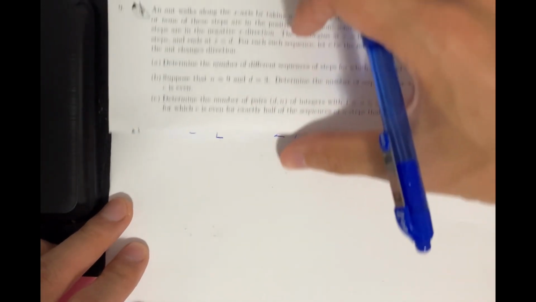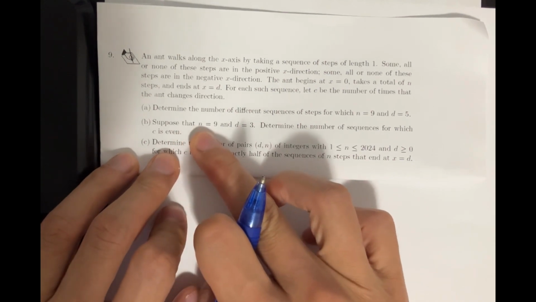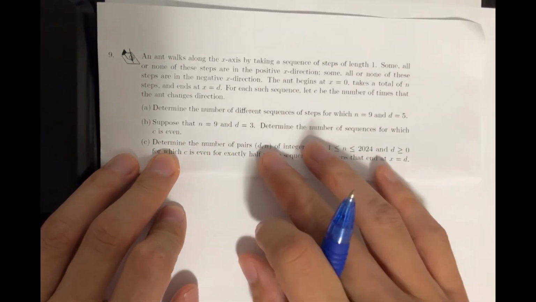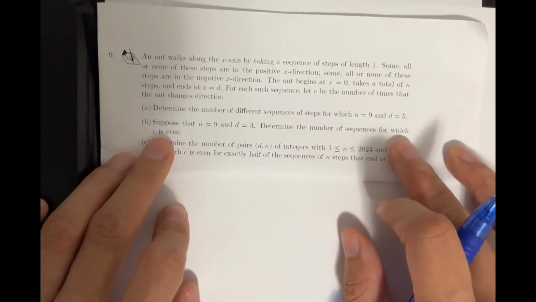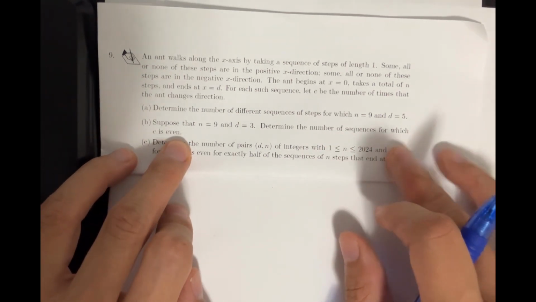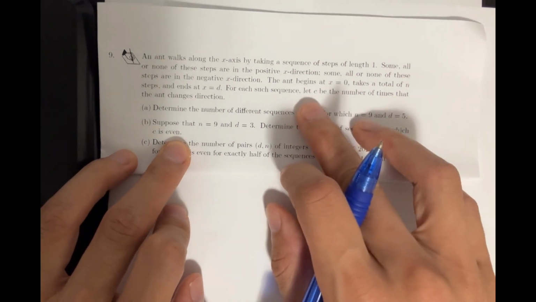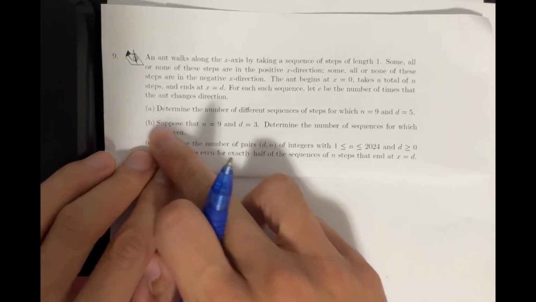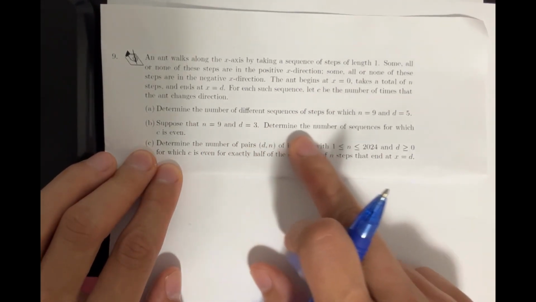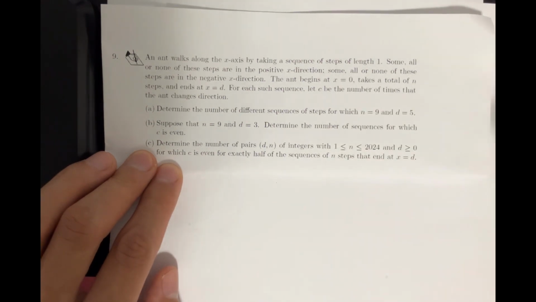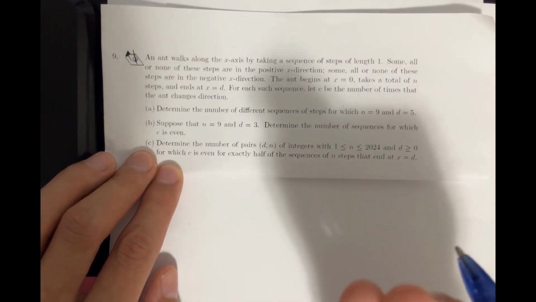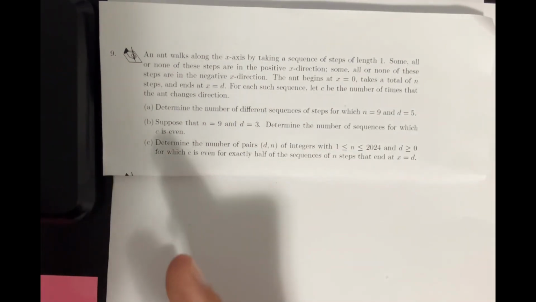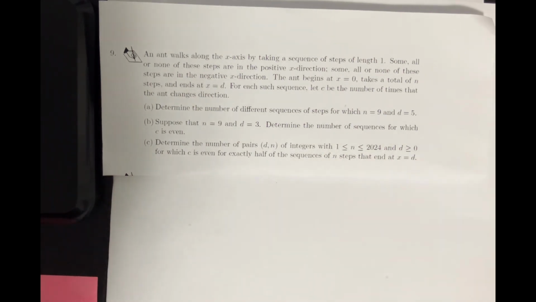And now let's move on to the second part. Suppose that now n is 9 and d is 3. The number changed a bit, and we have to determine the number of sequences for which c is even. Again, what is c? Let c be the number of times that the ant changes direction. So in this subproblem, we are not looking for the total number of possible sequences. We want those sequences where the number of changes is even, where the ant has changed its direction an even number of times.